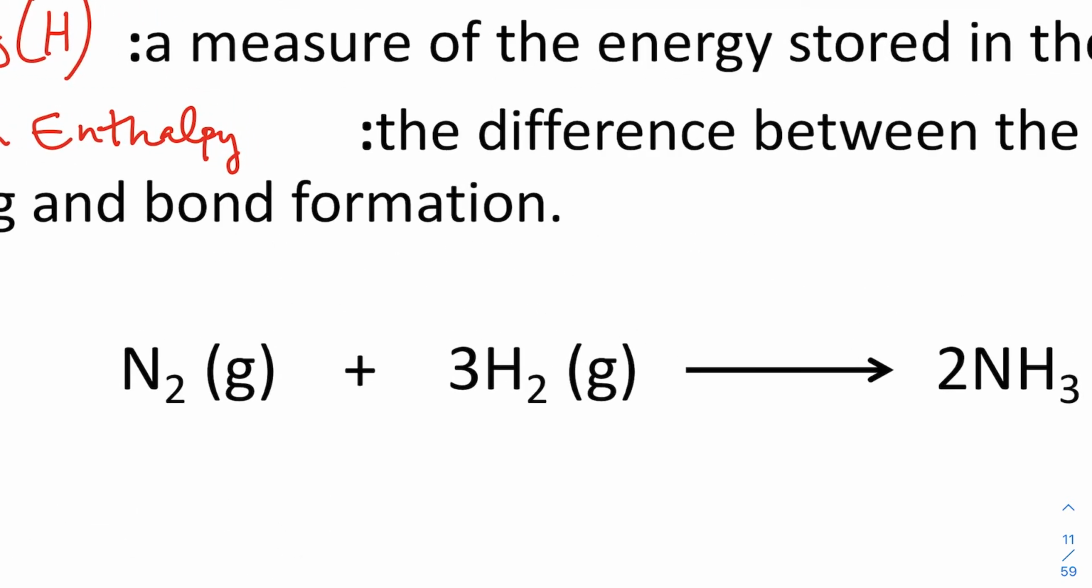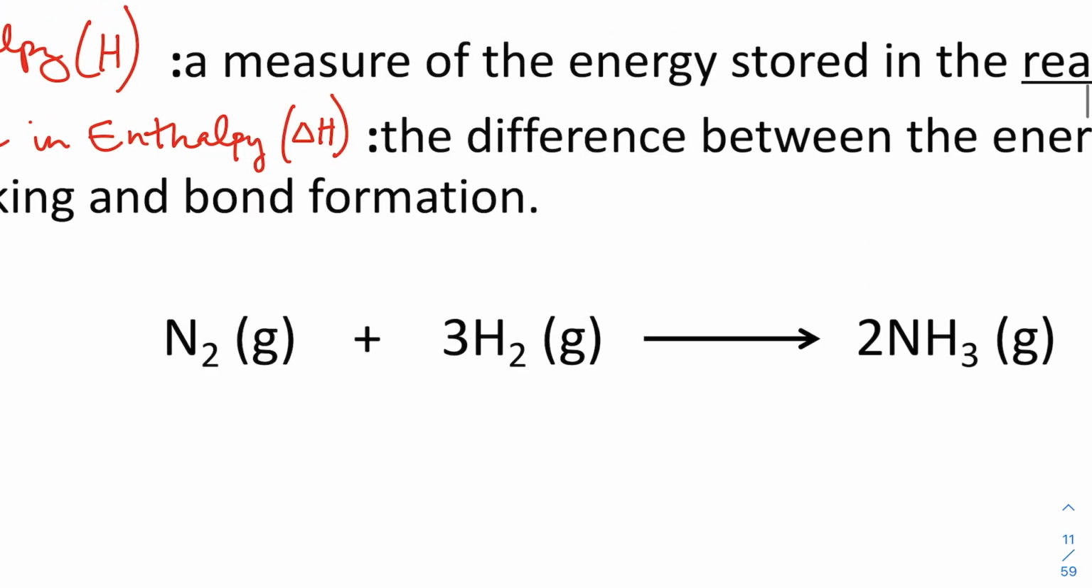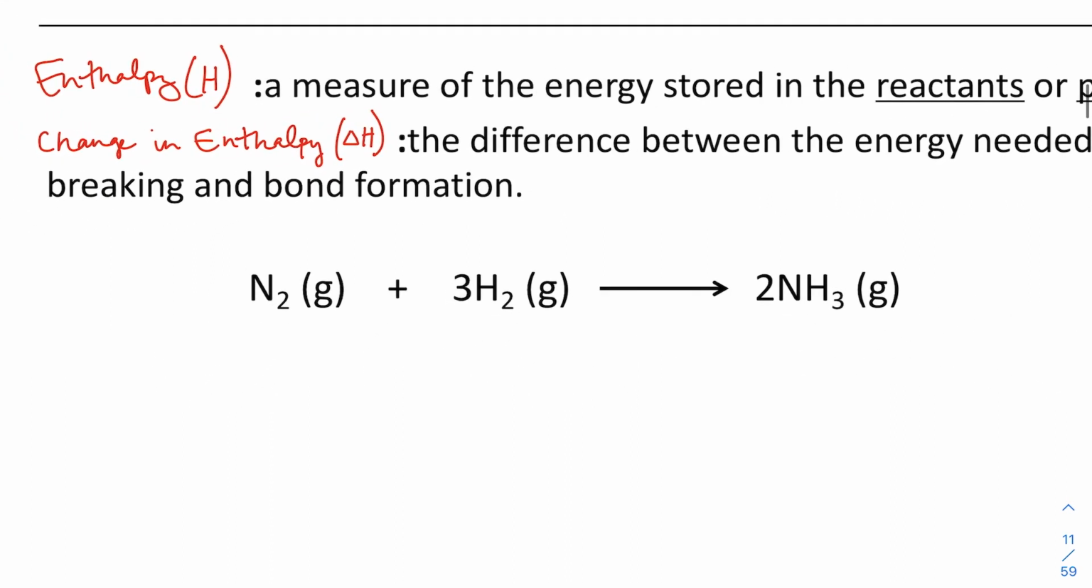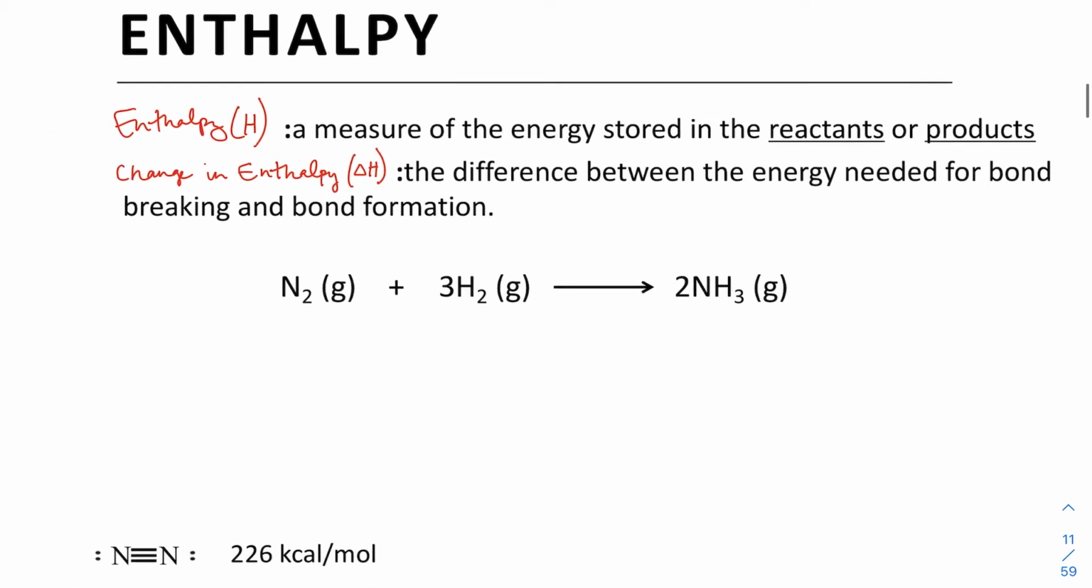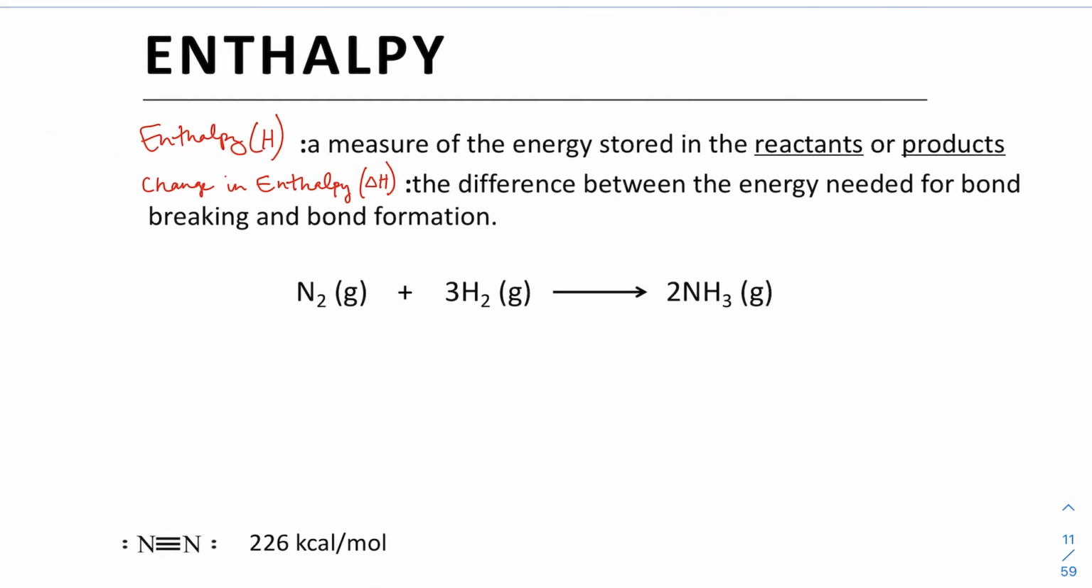And I'm going to zoom in. We abbreviate change in enthalpy as delta H. You guys remember specific heat and how we said change in temperature in that equation was delta T? Same idea here. Change in enthalpy is delta H. And that is the difference between the energy needed for bond breaking on the reactant side, so we break bonds on the reactant side, and bond formation, which happens on the product side.